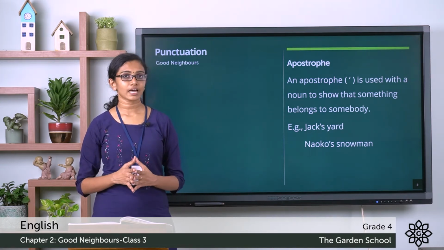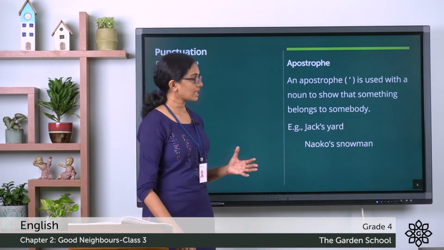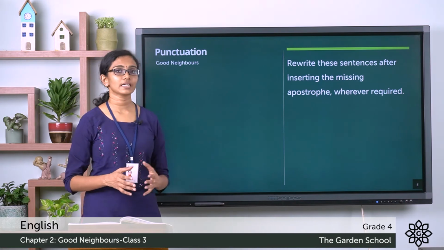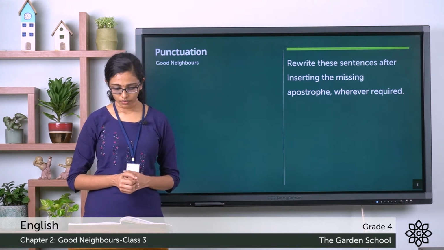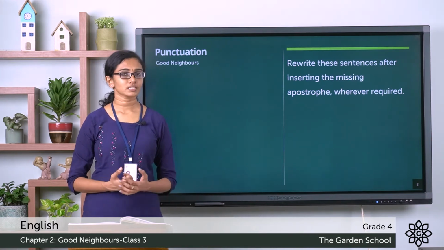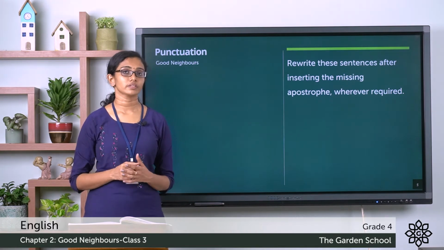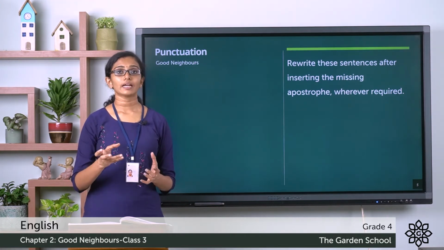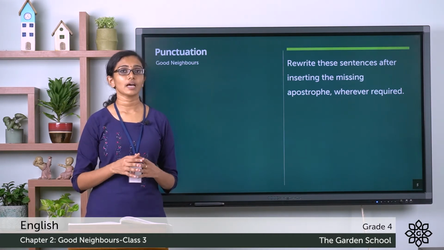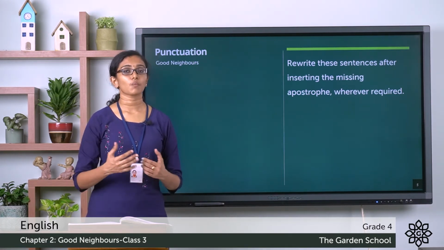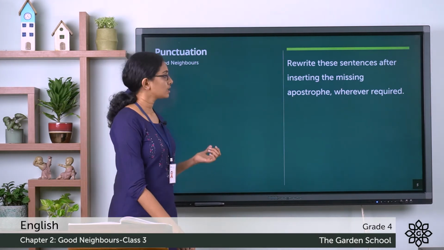Now, there is an exercise connected with this given there right below. This is rewrite these sentences after inserting the missing apostrophe wherever required. Now, here you can see a few sentences are given, but apostrophe is not used in any of these sentences. You have to identify along with which noun or along with which word you have to use apostrophe to make the sentence more meaningful. Let's see the first question as an example.